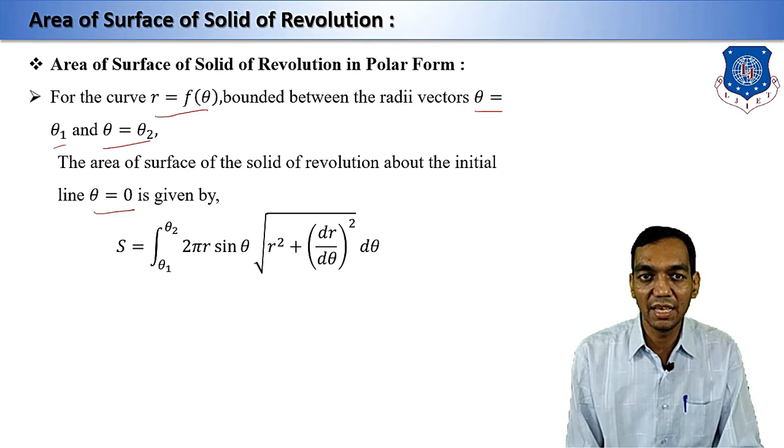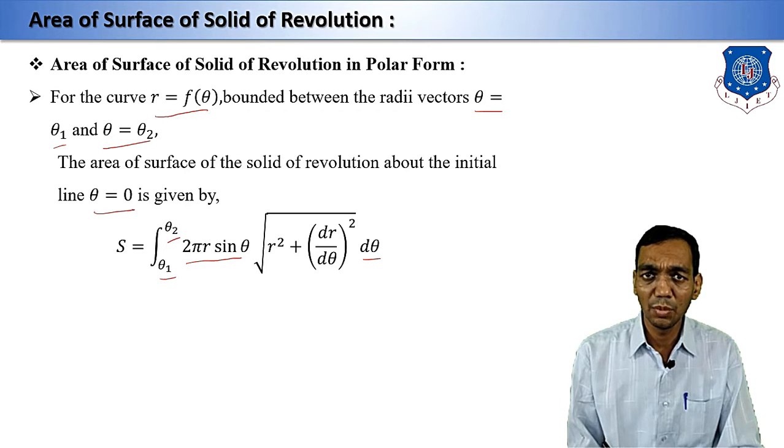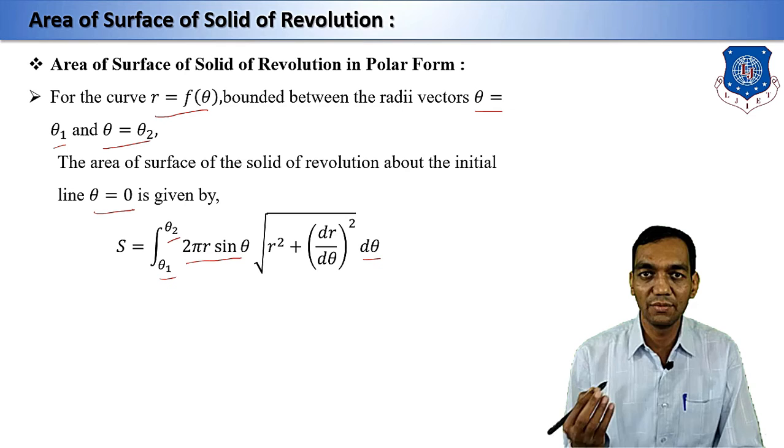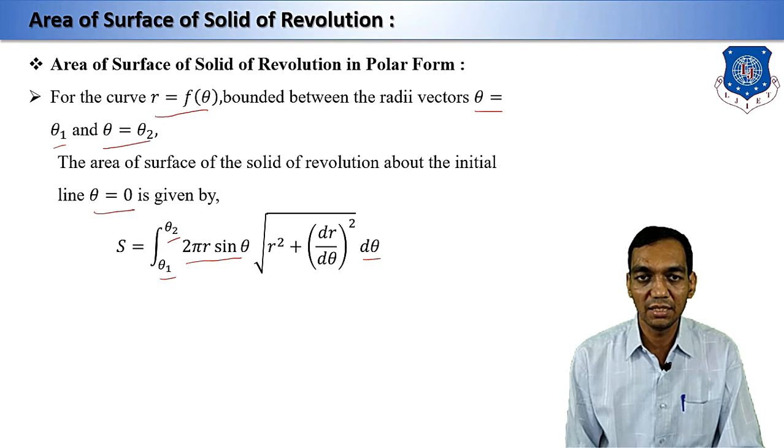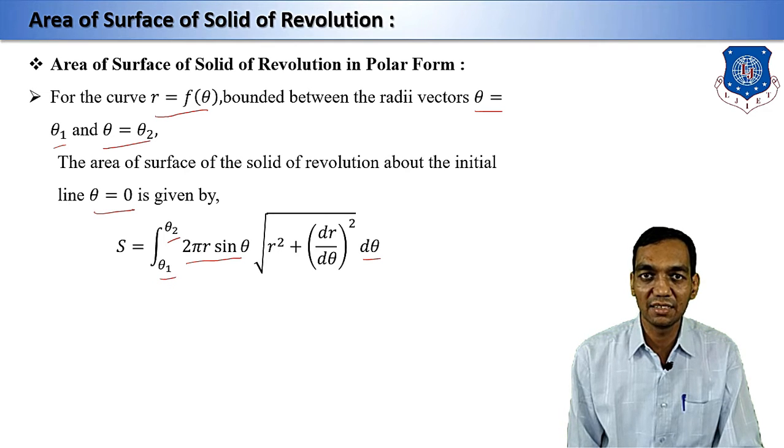is given by s is equal to integration from theta 1 to theta 2, 2 pi r sine theta under root of r square plus dr by d theta the whole square d theta. See, basically the formula is the same as we have written in Cartesian form, 2 pi y under root of, correct? But 2 pi y is nothing but 2 pi r sine theta, and under root of 1 plus dy by dx whole square dx will be replaced with under root of r square plus dr by d theta whole square d theta.